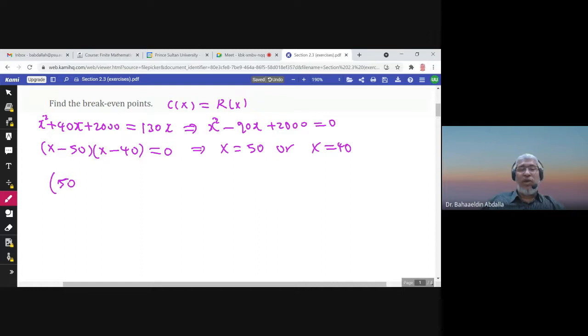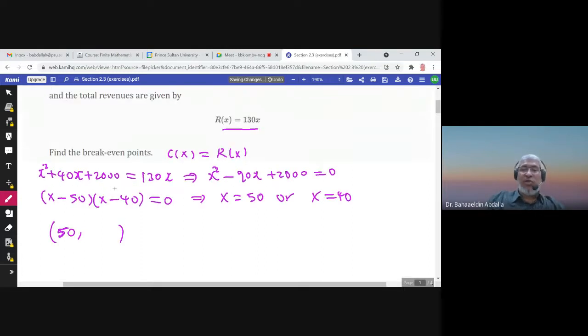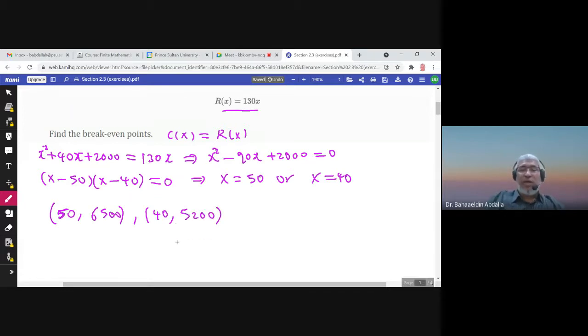If you want to find the break-even point, the y-coordinate and the x-coordinate, you can use either the cost function or the revenue function to find the y value. I'll use the revenue because it's easier. So 50 and 6,500 is the first break-even point, and 40 and 5,200 is the second break-even point.